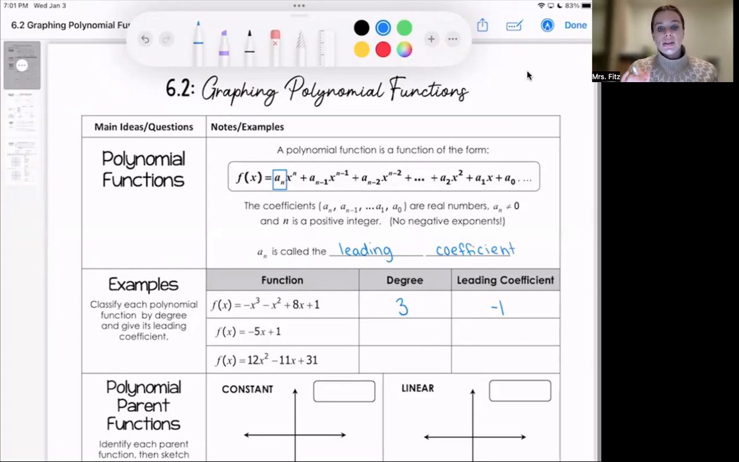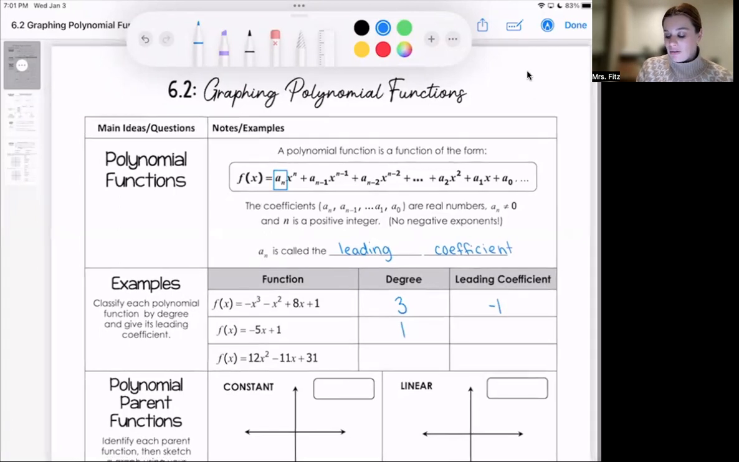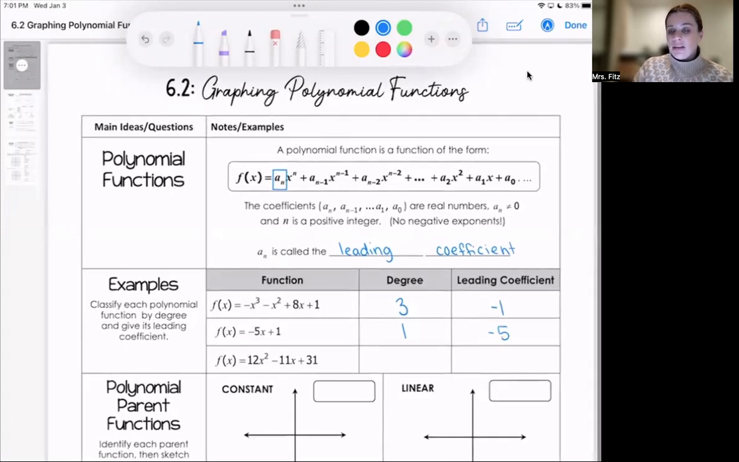Okay, go ahead and try those next two. Okay, and then we'll go through it together. So negative 5x plus 1. This is technically degree 1. It's a linear. And then the leading coefficient would just be -5. It's the number in front of the term with the largest degree.